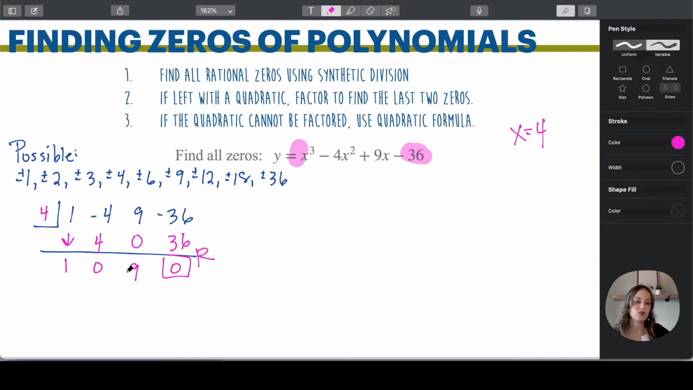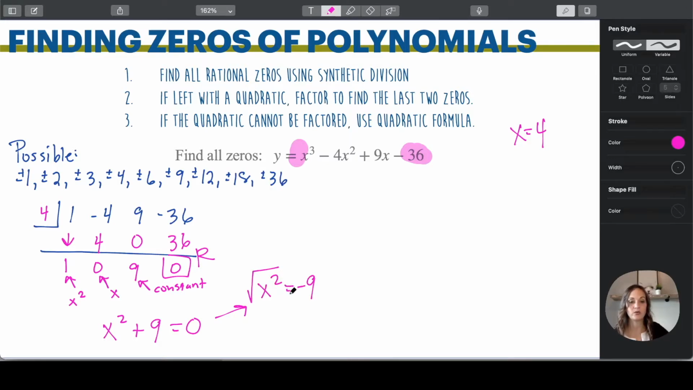What we are left with is a quadratic, because don't forget, this is the constant. This is the coefficient in front of x. This is the coefficient in front of x squared, which means we can rewrite this as 1x squared plus 9, because there was no x. We can now set that equal to 0 to find our other zeros. So to solve, we would subtract 9 from both sides, and then we would take the square root of both sides, and we'll get plus or minus 3i. Don't forget, when you take the square root, it's going to be plus or minus, and it's an i because there was a negative inside the square root.